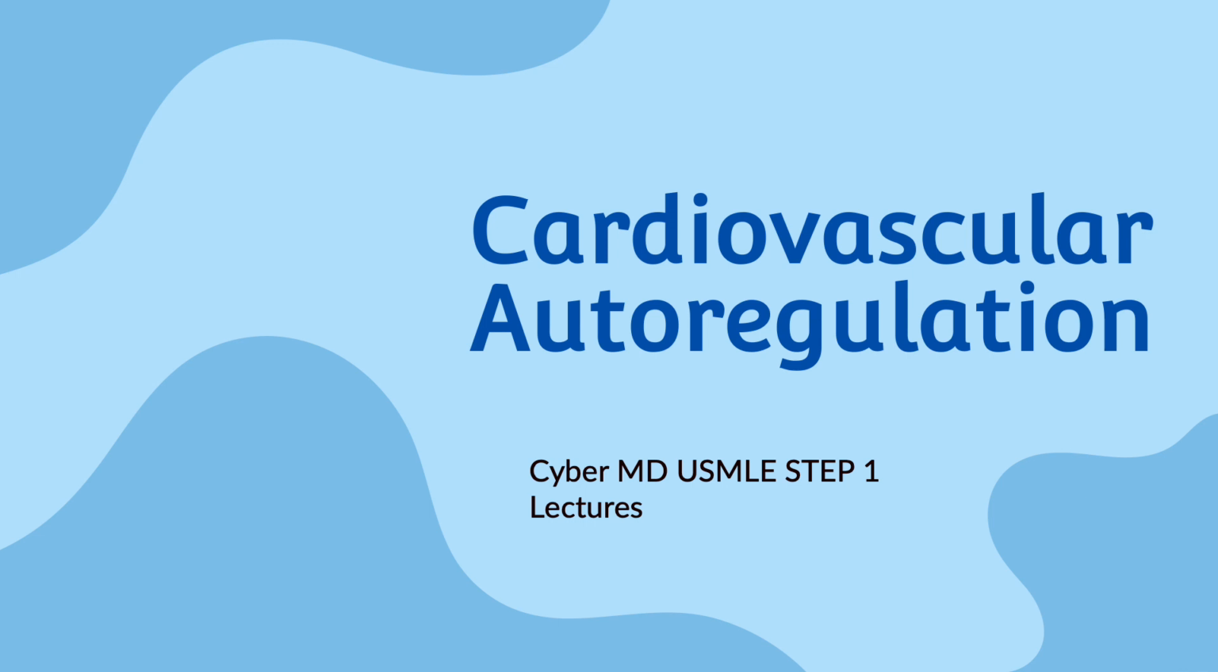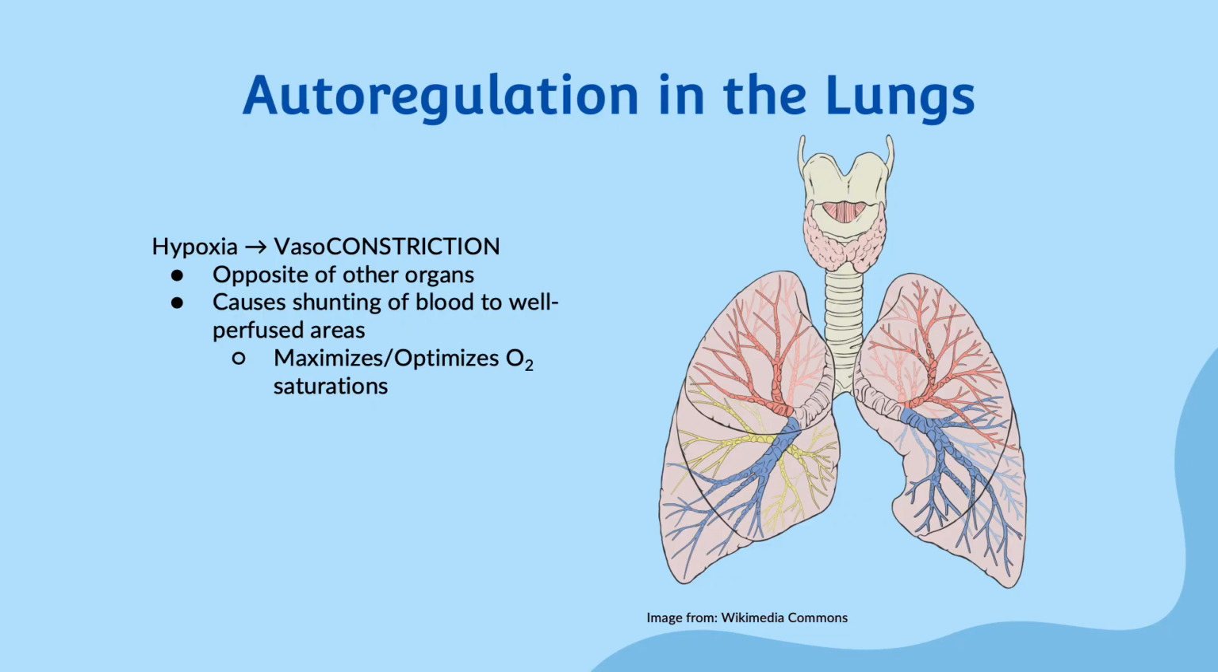Let's get started. Cardiovascular autoregulation is the ability of an organ or tissue to maintain a relatively constant blood flow despite changes in perfusion pressure. Again, it's the ability of an organ or tissue to maintain a constant blood flow despite changes in perfusion pressure. The autoregulatory mechanism is an essential physiological process in the human body that helps maintain optimal organ and tissue function.